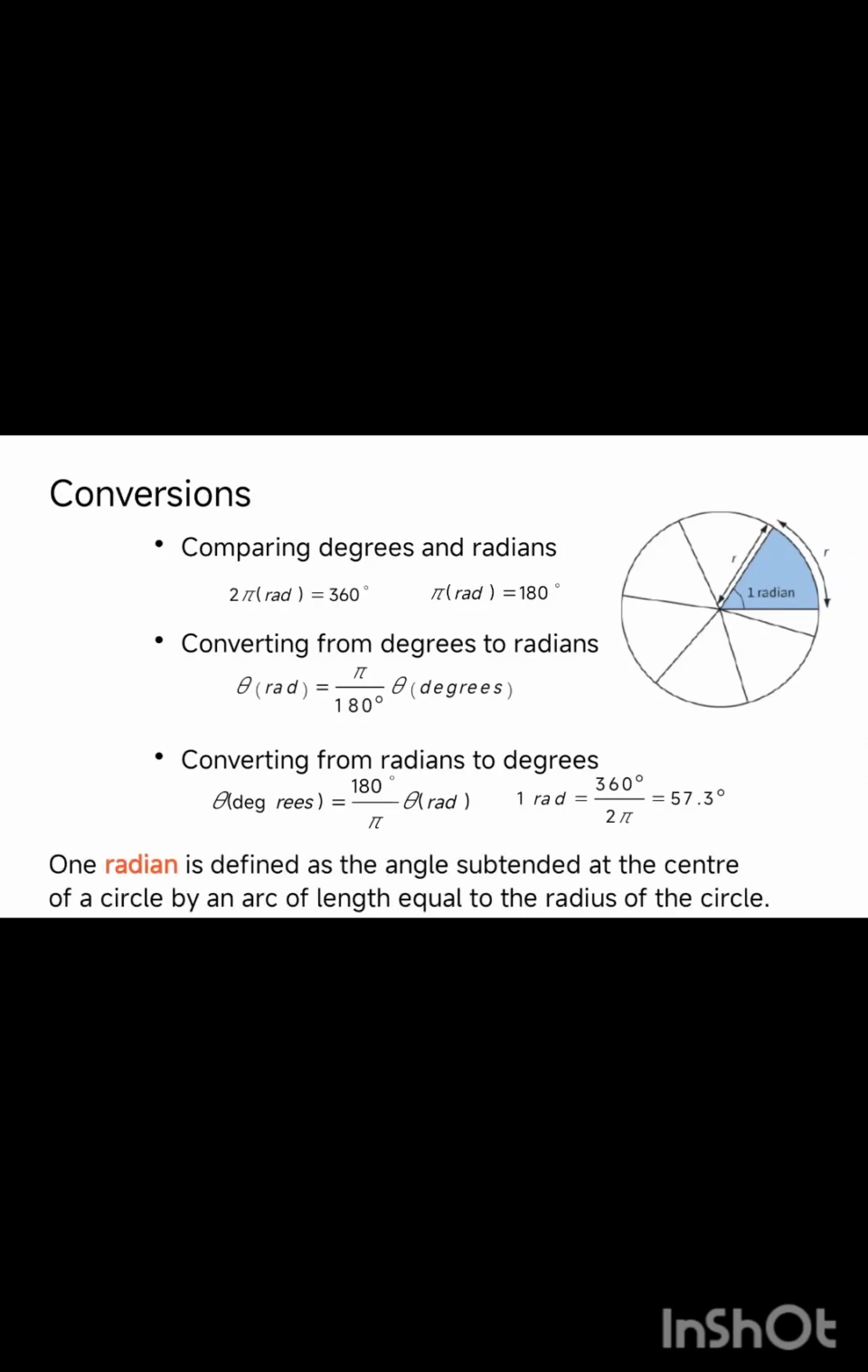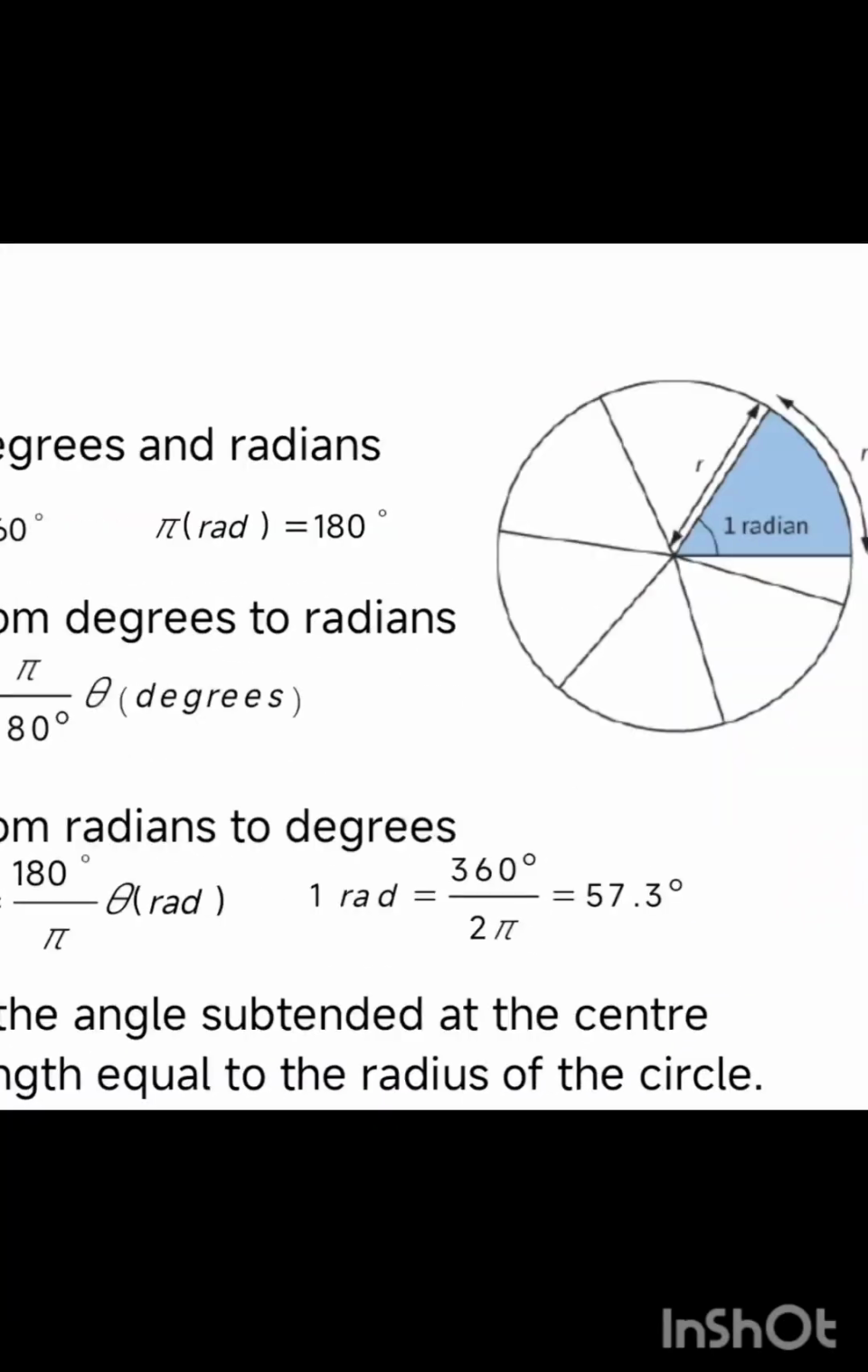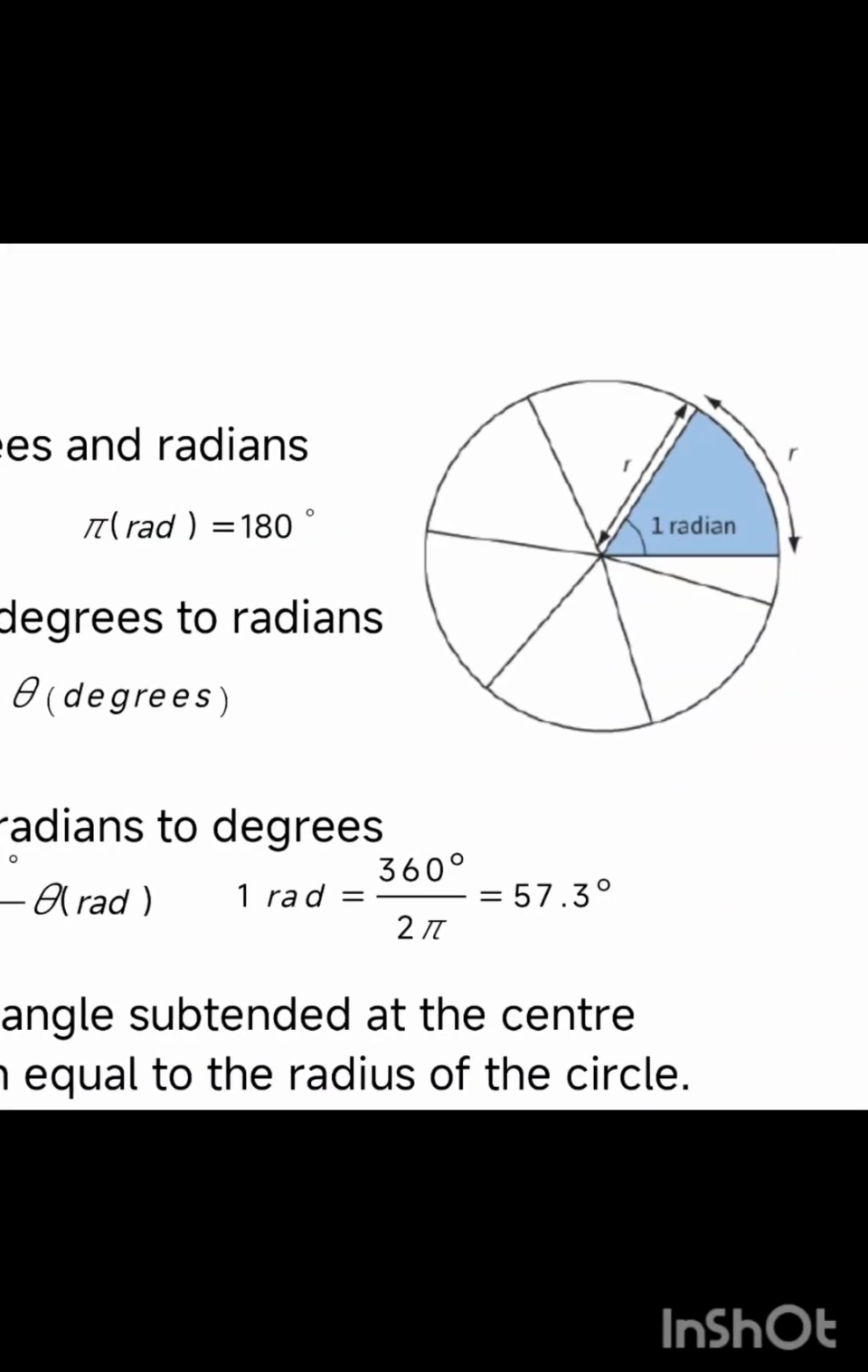Okay, so how do we define 1 radian? 1 radian is defined as the angle subtended at the center of the circle by an arc of length equal to the radius of the circle. Now what does that mean? Look at this picture. As you can see, the arc length of this shaded segment is equal to r, whereas the radius of this circle is also equal to r. So if the arc length or the linear displacement covered by the object is equal to the radius, then we say that the angular displacement is 1 radian.